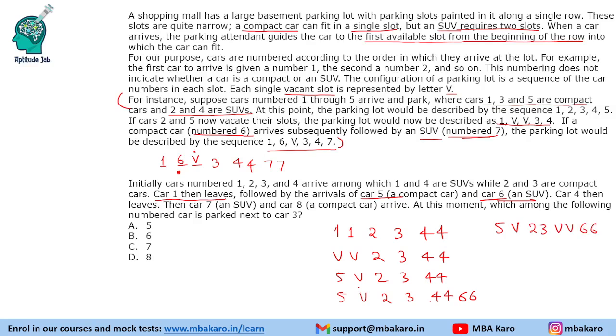Then an SUV comes. So SUV will come, that means two vacant spaces will be filled: 5V, 2, 3, 7, 7, 6, 6. And then a compact car comes. So 8 will come here: 5, 8, 2, 3, 7, 7, 6, 6. Right? So the ordering would be written like 5, 8, 2, 3, 7, 6. We know that these are the SUVs present. Now the question is, which car is parked next to car 3? So car 3, we have car 7 parked next to it.